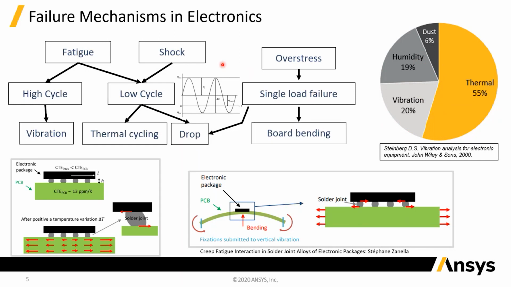And in thermal and vibration, failures are mainly caused either by fatigue, which is high cycle fatigue or low cycle fatigue, or it could be a shock or drop test, or overstress because of bending. So in Sherlock, we're going to deal with all these kinds of failure mechanisms and understand how your product is going to sustain over time.